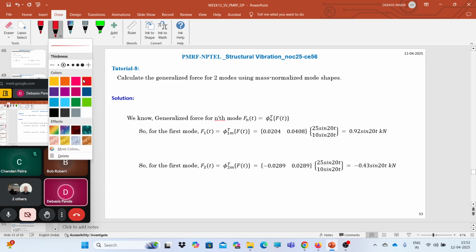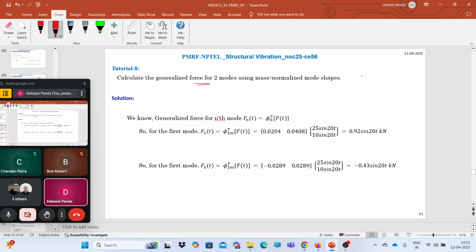Now for the generalized forces also we can find it out, force related. For the force vibration case, whatever we have seen, calculate the generalized force. Already the force vector is given. So what is the generalized force? Fn of t is nothing but phi n transpose times f of t, whatever is given. Already we have phi n, the mass normalized mode shape: phi 1 for the first mode, phi 2 for the second mode, and the f of t vector is given as 25 sine 20t and 10 sine 20t.